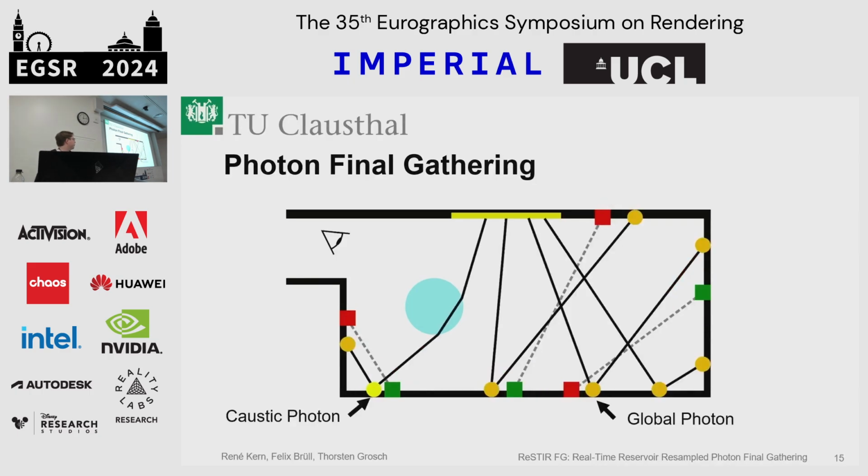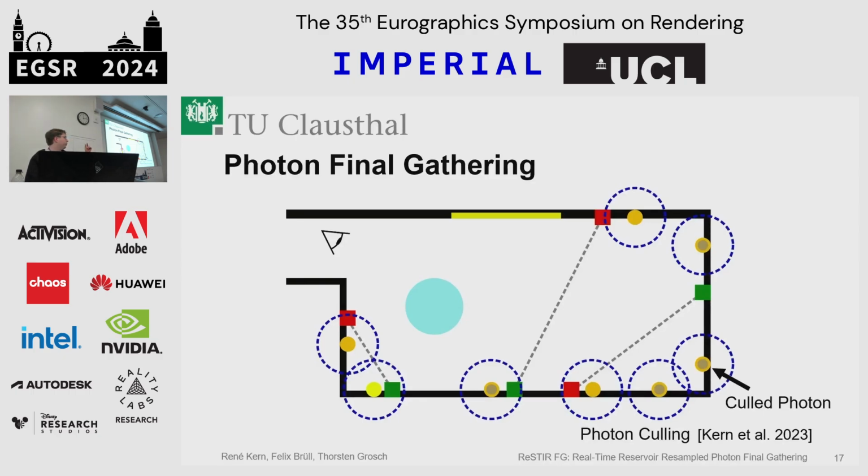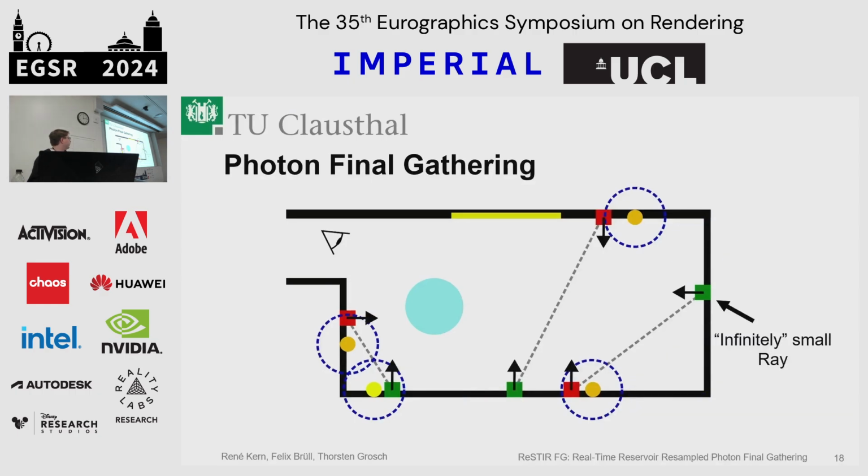Then we distribute the photons from the light source, and photons are either categorized as caustic photons if they were refracted or reflected by a highly specular material, such as a glass sphere, and as global photons otherwise. Again, we use the inverse radius search, so the radius gets mapped to the photons, and they will be used to build an acceleration structure. And we can also apply our culling to reduce the number of photons in the acceleration structure beforehand. And then again, we will use an infinitely small ray to collect the photons.